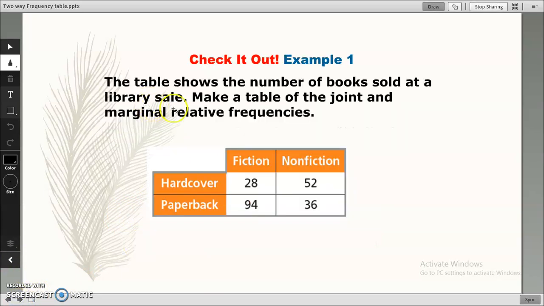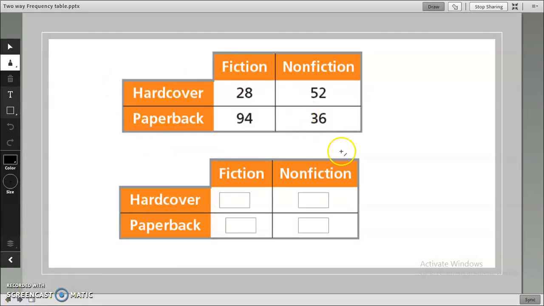All right, so it says, let's do it again. The table shows the number of books sold at a library sale. Make a table of joint and marginal relative frequencies. So, hardcover, paperback, fiction and nonfiction. These are the books that were sold. So, you can pause the video if you like and try to do it by yourself. I have it here. The only thing I'm missing is my total column.